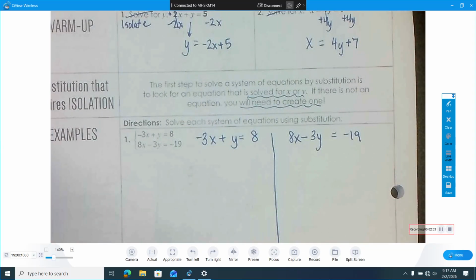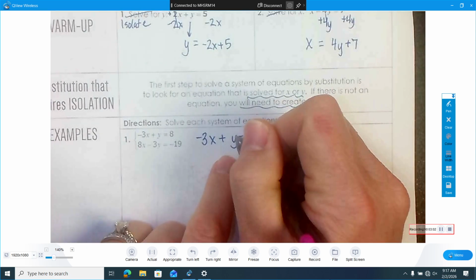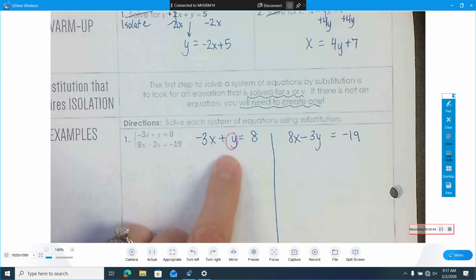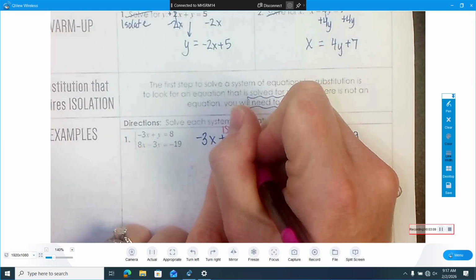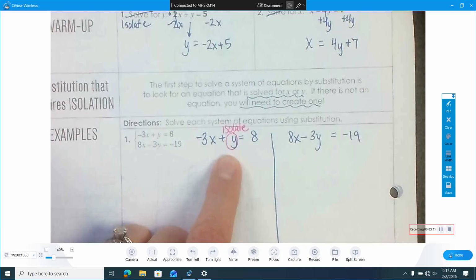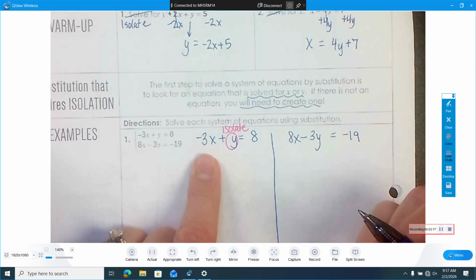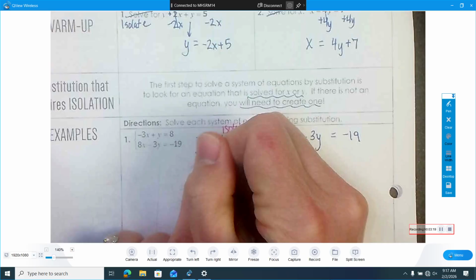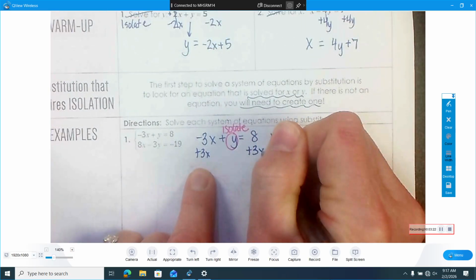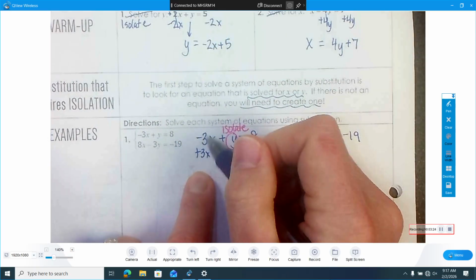So do we have an x or a y that's all by itself? Easy? Not yet, but this y I could pretty easily get by itself. So I want to isolate this y. So what do I need to get rid of? The 3x. How do I get rid of the 3x? Add 3x. I'm going to add 3x to both sides of the equals.